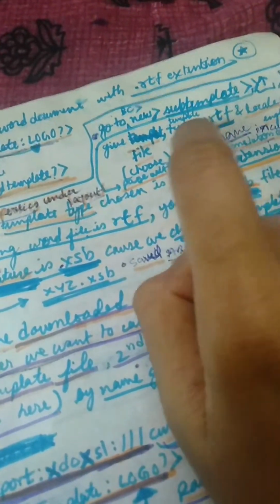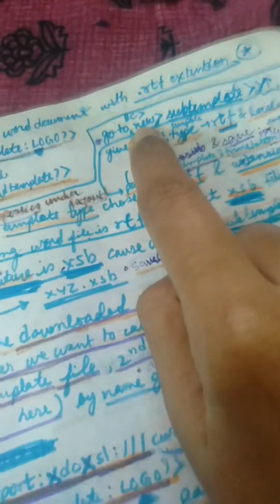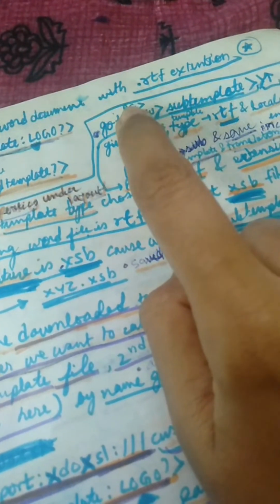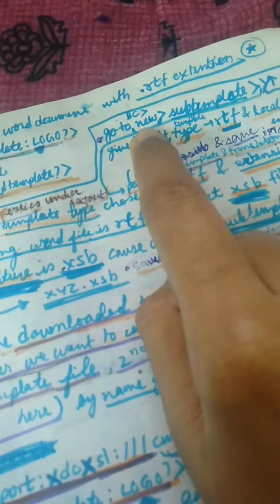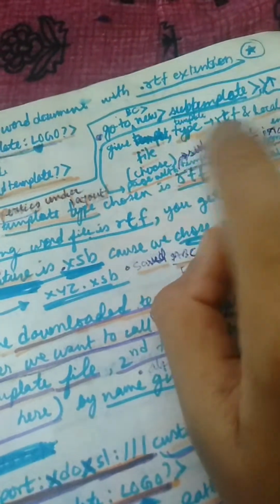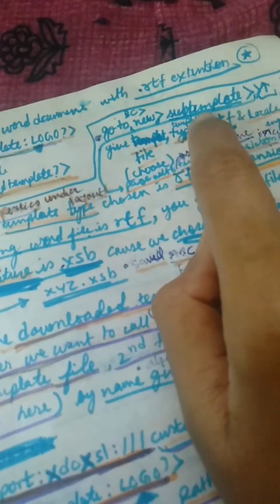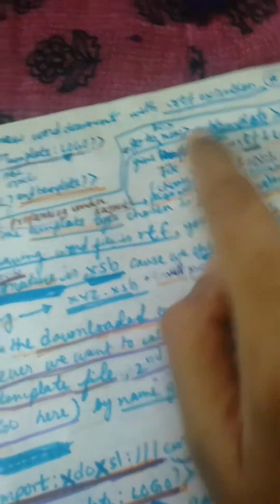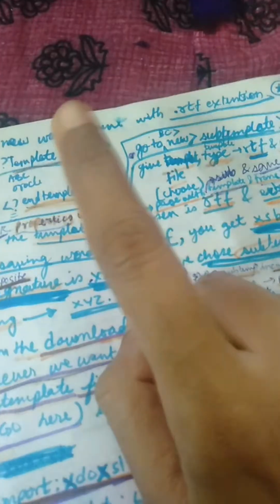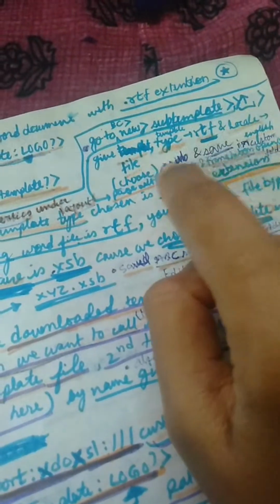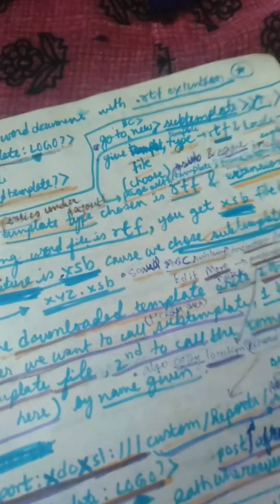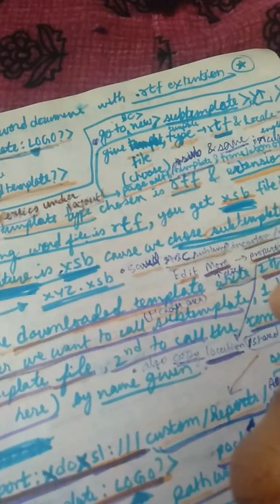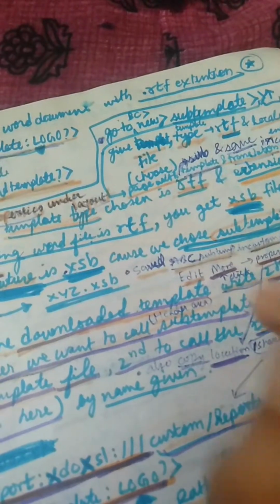But because I've uploaded it as a subtemplate here, I've chosen new, and there is a report, there is a DM, then there is a temp layout option. So after new, there are multiple options to create. I have chosen subtemplate here. That's why, despite saving it with the RTF extension, and even while saving the type is RTF, the template will have the extension of .xsb.